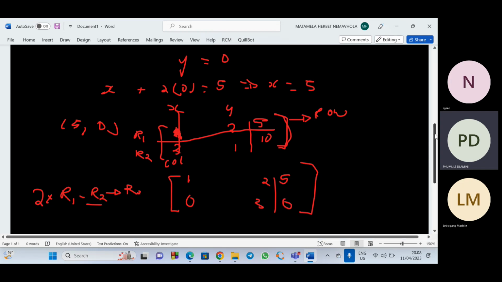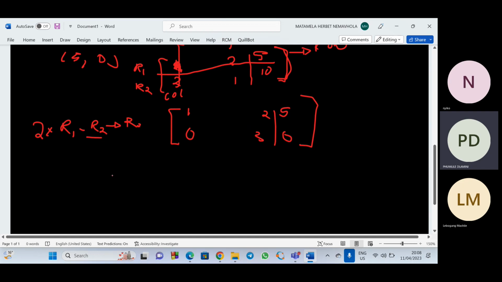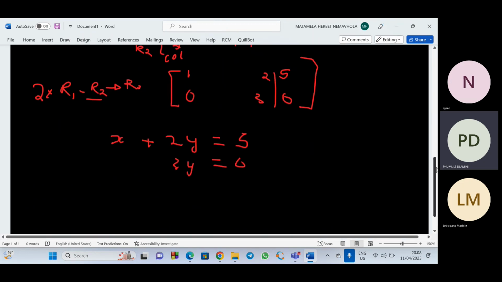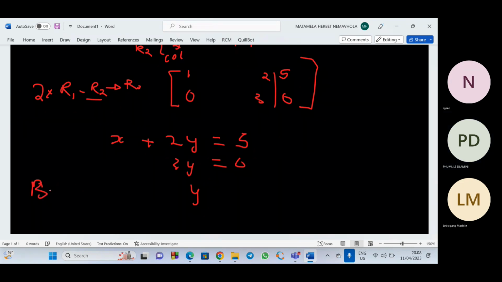So by doing this, you can rewrite it as x plus 2y equals 5, and for the 0 we just ignore it, and we write 3y equals 0. Now when we solve it, we use backward substitution. In backward substitution, we divide by 3 on both sides, then we get y equals 0.